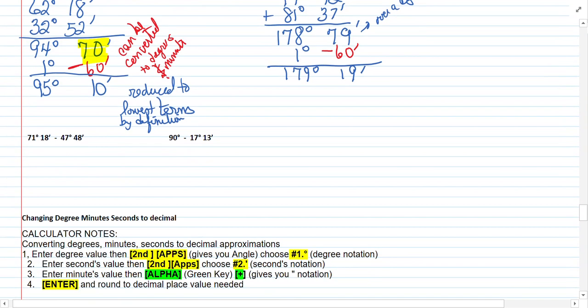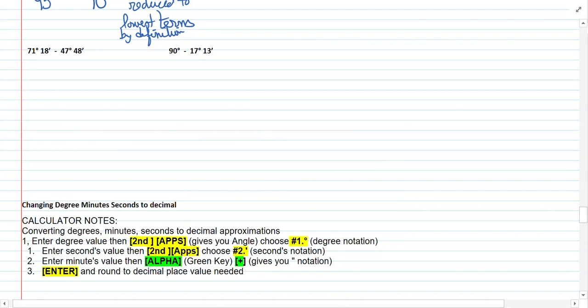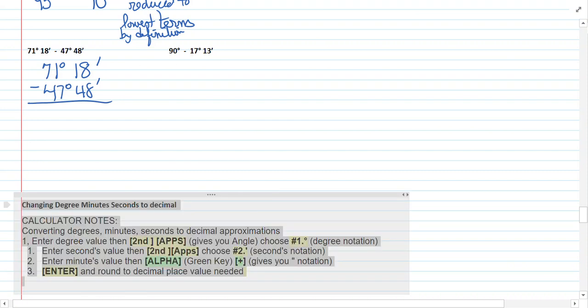Well, as you can see, there's very little math. It's primarily clear. Here is subtraction. And now we have to remember that conversion rate. I have 71 degrees, 18 minutes, and I'm subtracting 47 degrees and 48 minutes. Well, I have to start in the lowest unit of measurement, and this would be on the left.